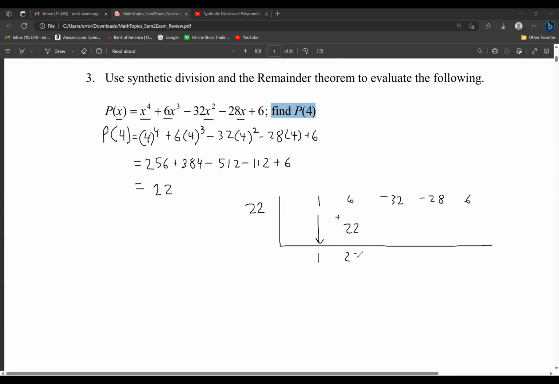That's 28. What's the next number right here? 22 times 28. 616. Something doesn't seem right. Hold on, let me check. Let me think about this. So use synthetic division and the remainder theorem to evaluate the following. Okay, actually, 22 does not go on the front.